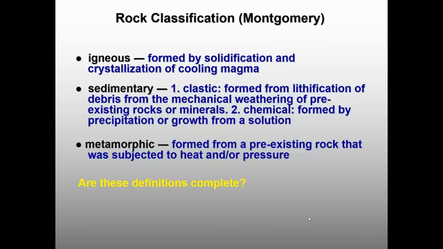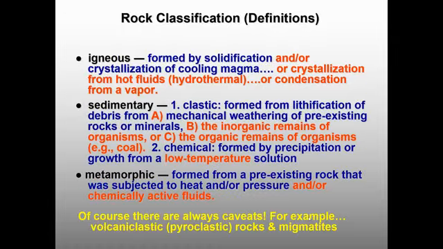Here are some definitions of rocks straight from the Montgomery textbook. And these are the ones that you normally hear about, but are they complete? And for today, we're just going to concentrate on those igneous rocks. So the simple definition you always hear is formed by the solidification and crystallization of cooling magma. But again, I said that's not the only thing that can cool to form an igneous rock. The point with igneous rocks is we start with something hot and we cool it down. That's true.